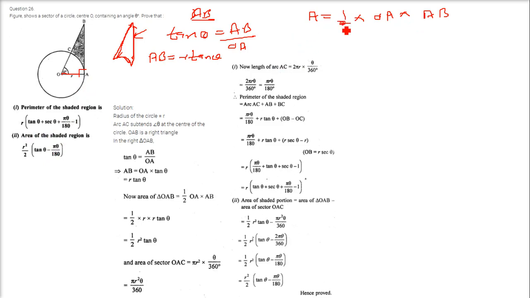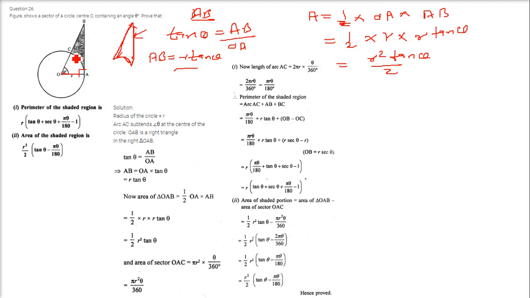So this is half. What is this OA? This is R. And what is this AB? Which is R tan theta. So area of this triangle is R square tan theta by 2. This we got. Okay. Now, what is the length of the arc?